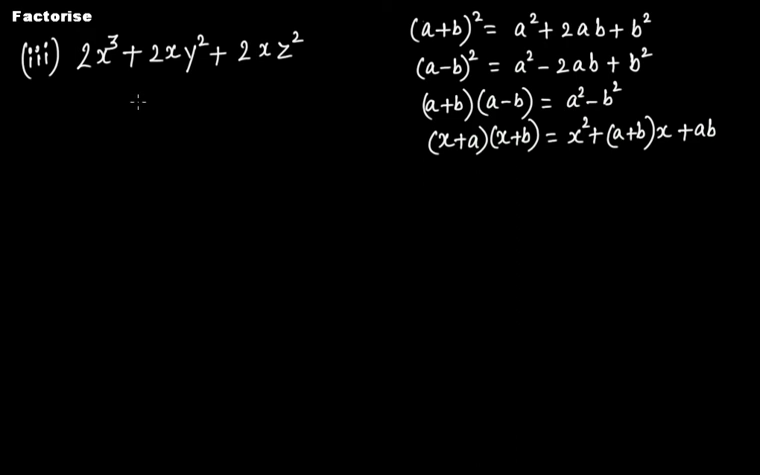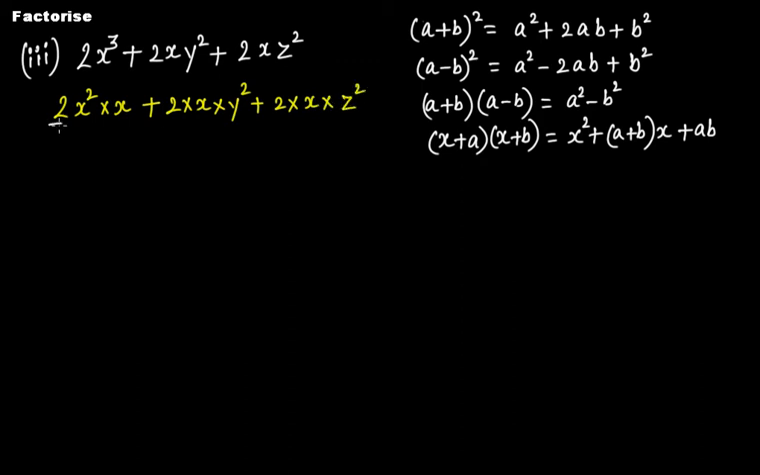So this is your factorization of this algebraic expression. The third one is 2x cubed plus 2xy squared plus 2xz squared. Okay, now this 2x cubed can be written as 2x squared multiplied by x, plus this is 2 multiplied by x multiplied by y squared, then plus 2 multiplied by x multiplied by z squared.